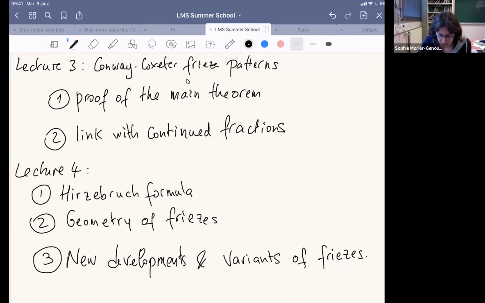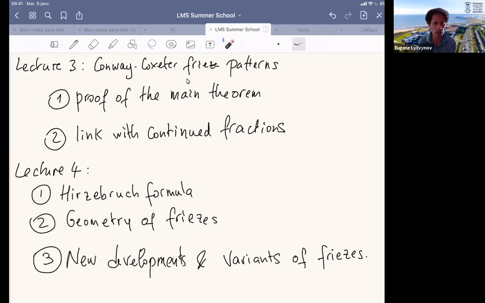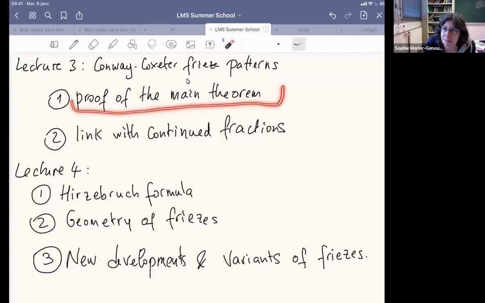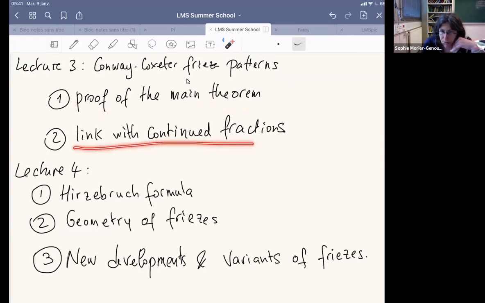Yes, thank you. So we actually have two lectures today. The plan was to first try to outline the proof of the main theorem. What I call the main theorem is this one-to-one correspondence between frieze patterns and triangulations of polygons. And then I want to go back to the notion of continued fractions and explore more links between the objects.